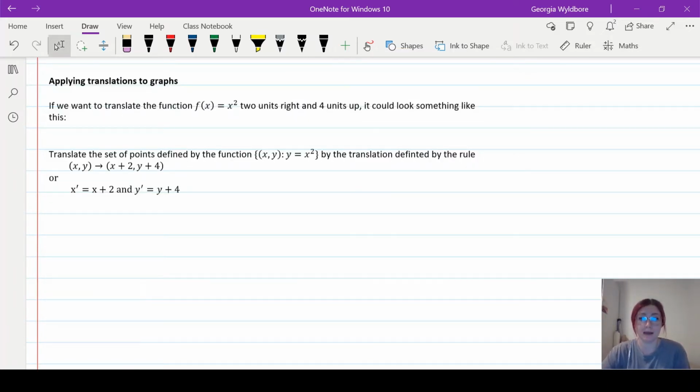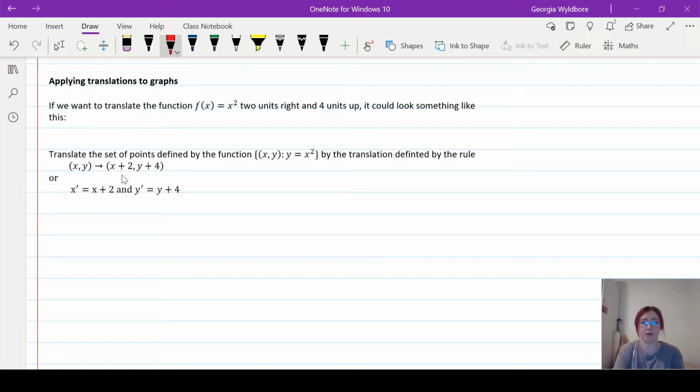So if we want to actually apply that translation to a whole graph rather than just one point on our Cartesian plane, let's say we want to translate the function f of x equals x squared, so our basic parabola, 2 units right and 4 units up. The way that question might be phrased would be something like, translate the set of points defined by the function that's given here, so it'd be the set of the points (x, y) such that y equals x squared. So saying in every pair of numbers, your value of y will be the square of your x value.